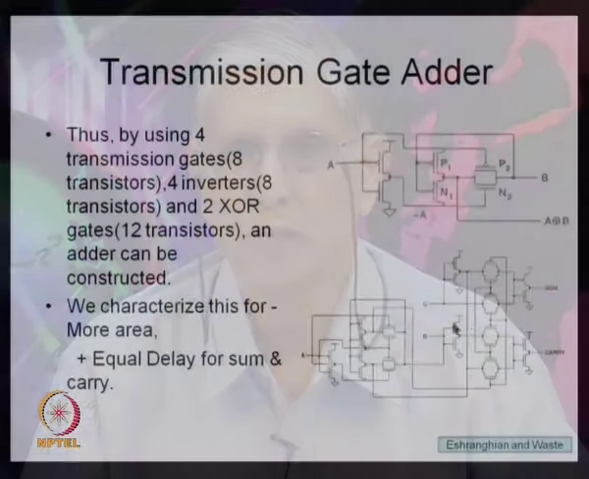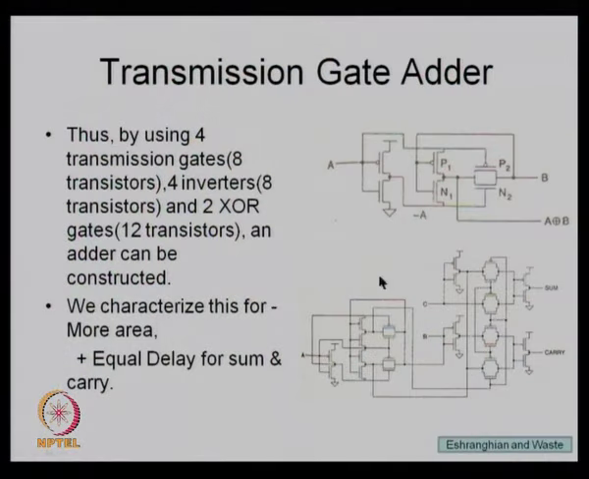Now, based on this, I just showed you how an equivalent transmission gate adder was implemented. Basically, this generates A XOR B, and from there you can generate the equivalent. Thus, by using 4 transmission gates, 8 transistors, 4 inverters, 8 transistors, and 2 XOR, 12 transistors, essentially it is 16 plus 12, 28 transistors. The circuit can generate the sum and carry functions. The advantage of this is that it should have equal delay for both sum and carry.